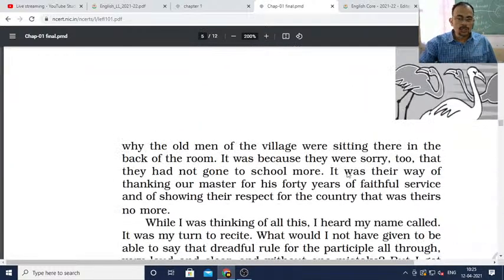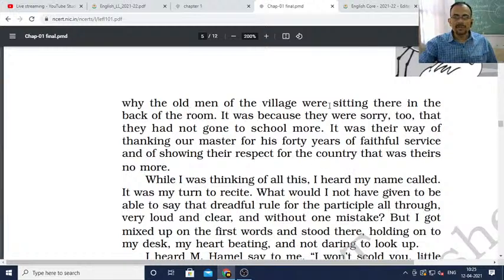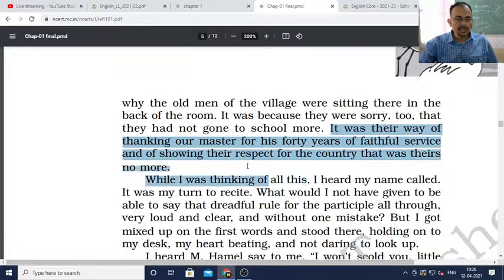"And now I understood why the old men of the village were sitting there in the back of the room. It was because they were sorry too that they had not gone to school more. It was their way of thanking our master for his 40 years of faithful service and of showing their respect for the country that was theirs no more." Right? So now he could also find out the reason why the old villagers were seated at the back, on the back benches.